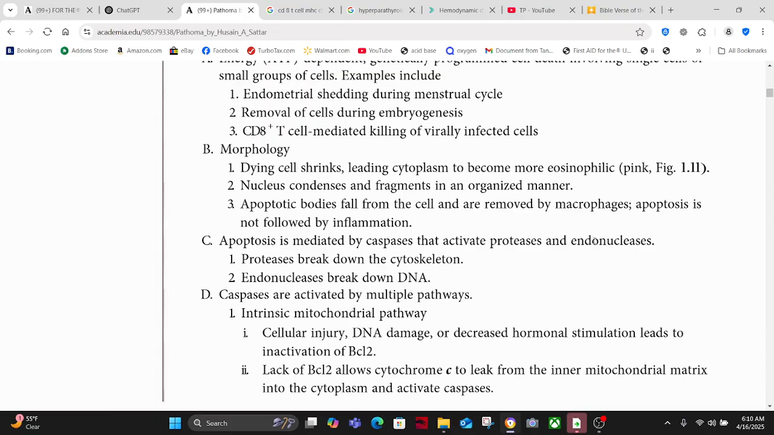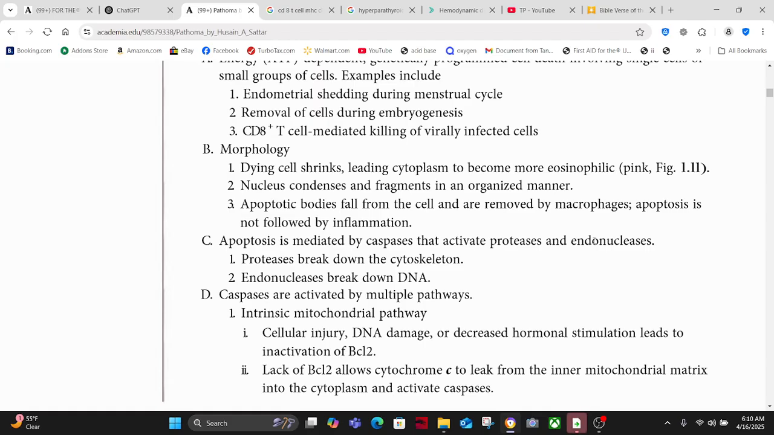And then, caspases activate proteases that break down the cytoskeleton, and caspases also activate endonucleases that will break down the DNA. Okay.